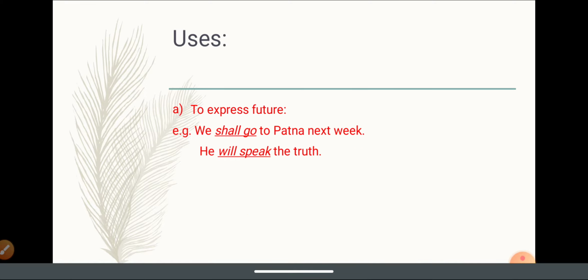Let us come to know about the uses. To express future, which means there is an action to be done in future. We shall go to Patna next week. This is the planning. He will speak the truth. This is the expectation.